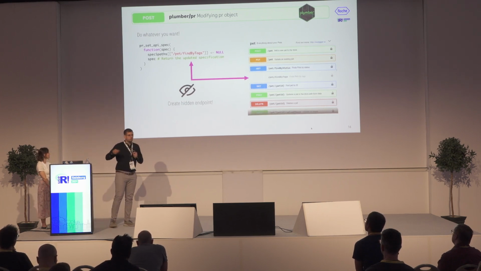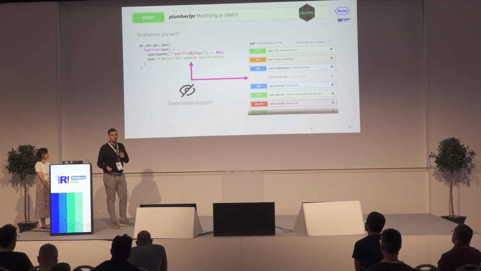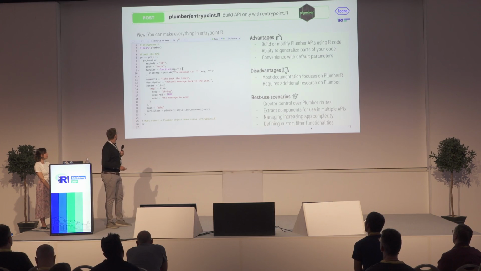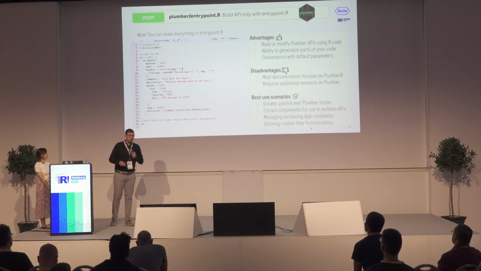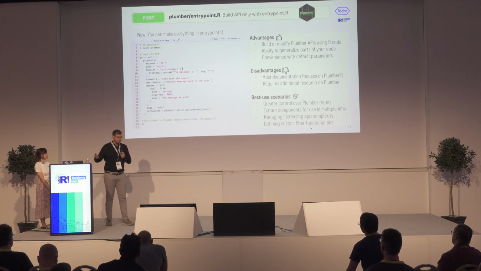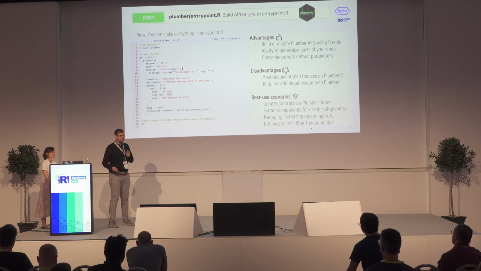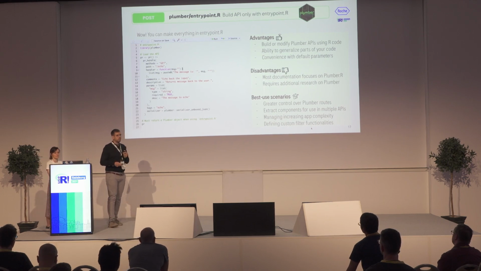If you, for example, want to hide the endpoint in the Open API specification, you can do this. And this is really easy. So to summarize, you don't need to have the plumber.r file. You can do everything in the entry point.r. So you can just create your Plumber API as code.